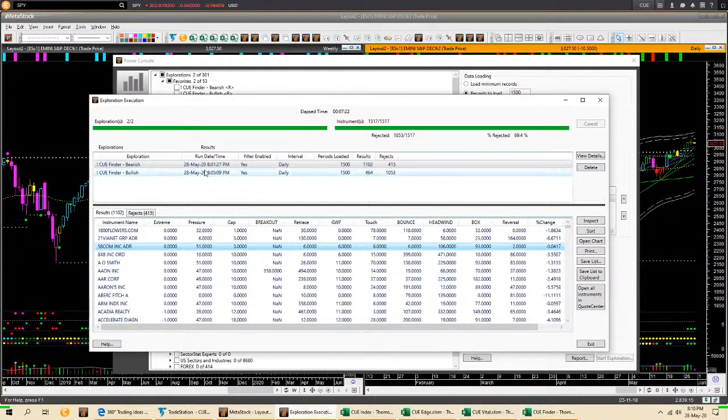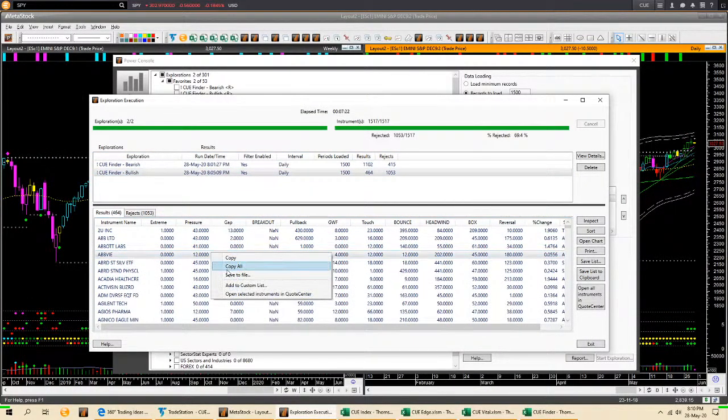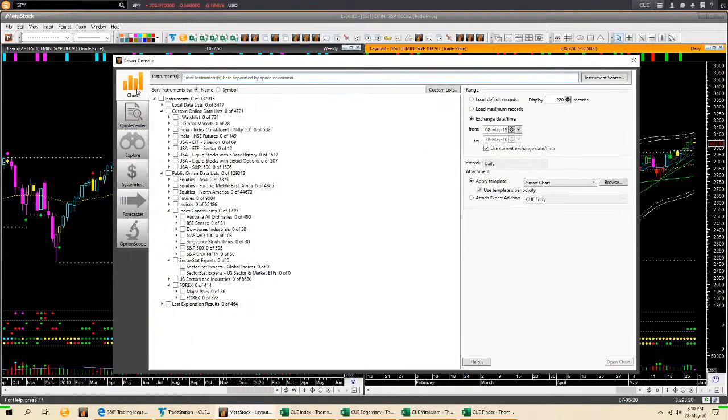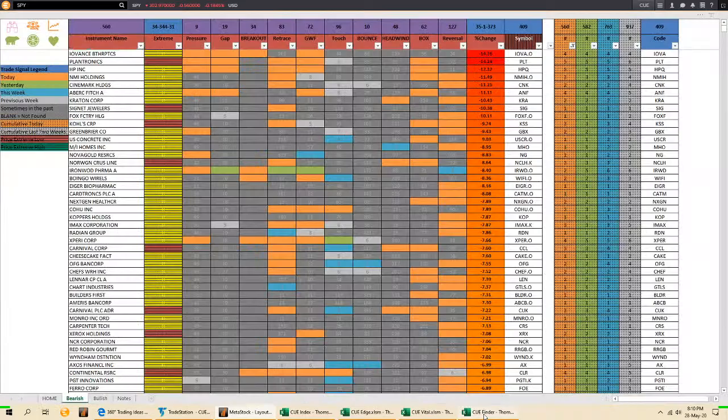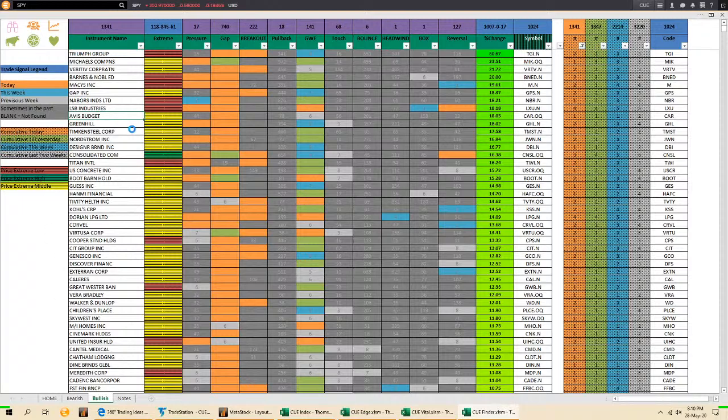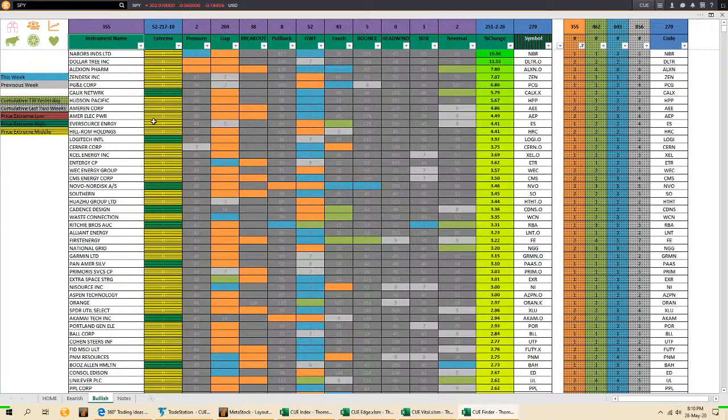Let me go back, get the data for the bullish scan. Now I can close it, put my focus on the chart application. That is the application I'm going to use usually. Come back to Finder, go to the Bullish tab, and now I have the data in a visual manner both in the Bullish tab and Bearish tab.